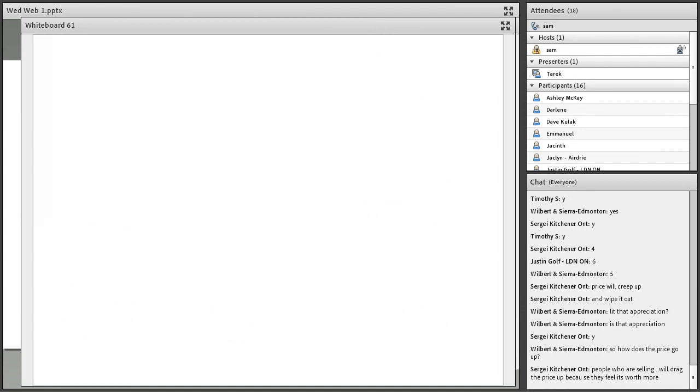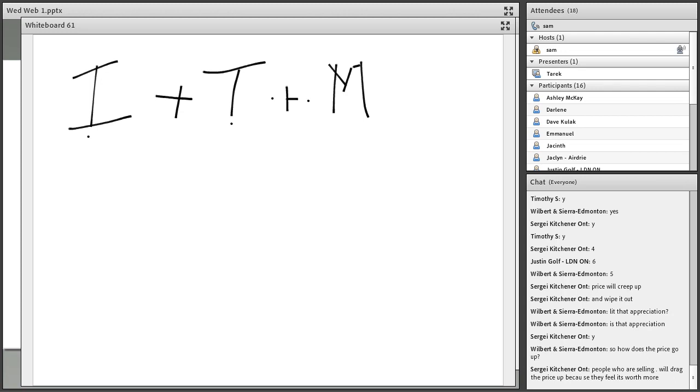So how does the price go up? What forces the price up? What forces the price up are three things. Inflation, plus tax, plus maintenance and insurance. These three costs equal appreciation.